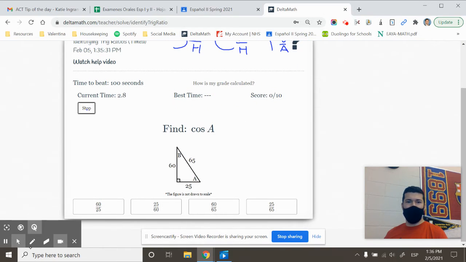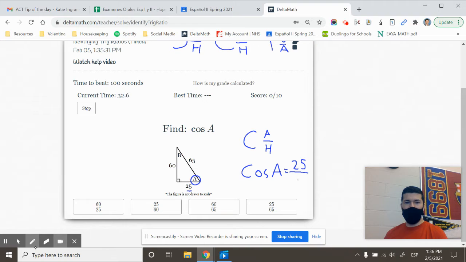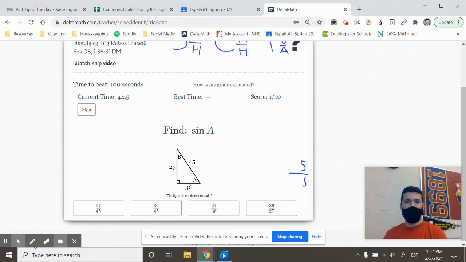So in practice, it looks a little bit like this. Let's say I were asked to find the cosine of angle A. The cosine of angle A means I situate myself at angle A. If I remember my acronym, CAH, meaning the adjacent side divided by the hypotenuse, the side adjacent to A is 25. So the cosine of A is the adjacent side 25 divided by the hypotenuse, 65. So 25/65ths is the cosine of A. And we can check it.